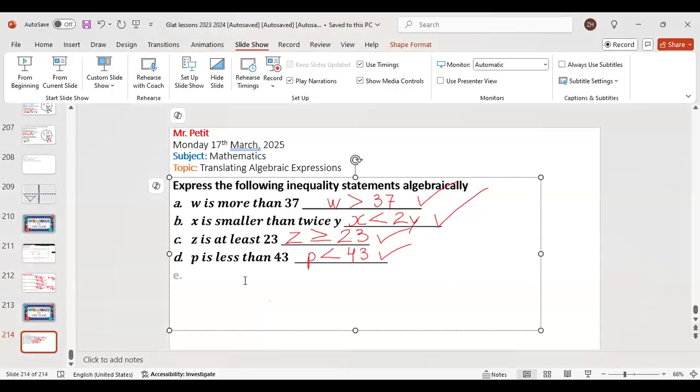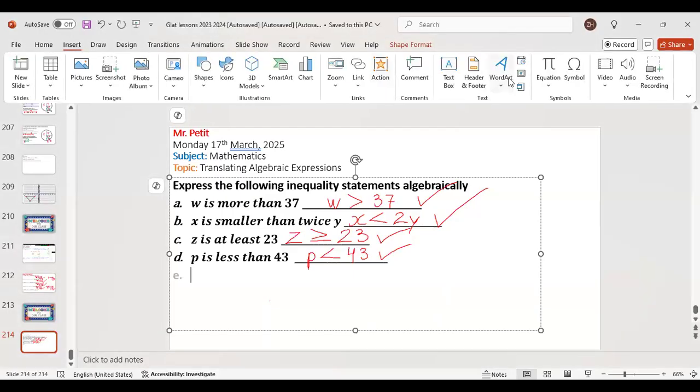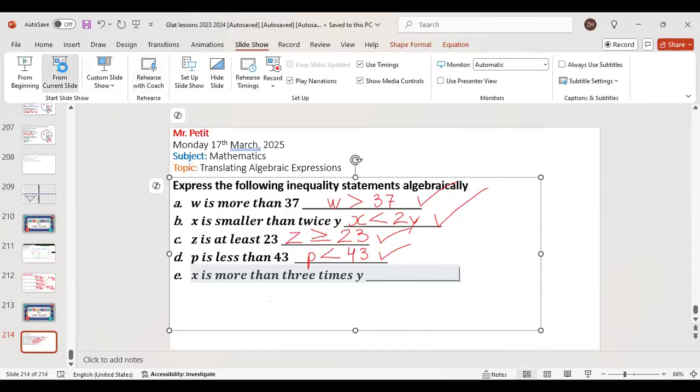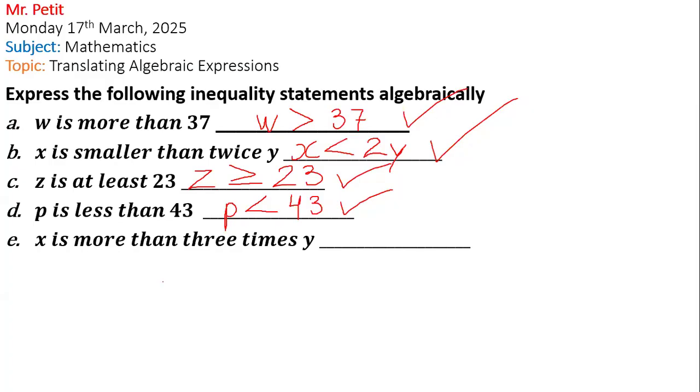Does it matter the letter I use, or could I use any letter I want? You can use any letter. Very good. X is more than 3 times Y. X is greater than 3 times Y.